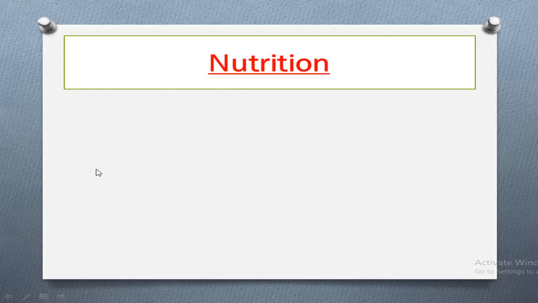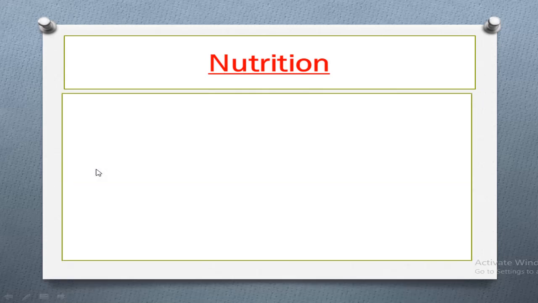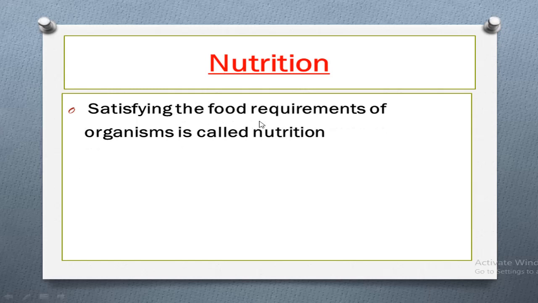Right, under the characteristics of the organism, firstly we have learned about growth, and then we are going to learn about nutrition. Right, what is nutrition? Nutrition means satisfying the food requirements of organisms. Nutrition means satisfying the food requirements of organisms is called nutrition. Now we have learned what is meant by nutrition.